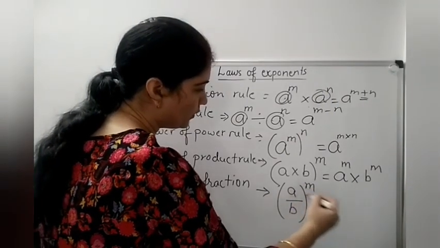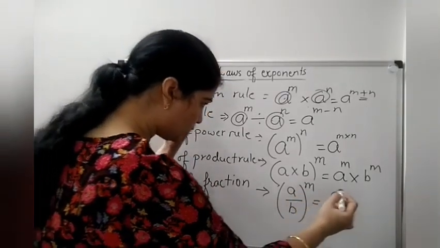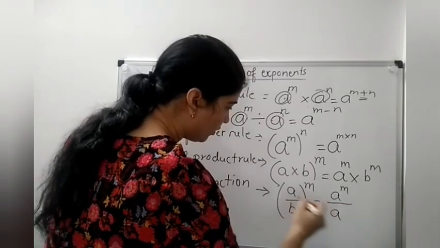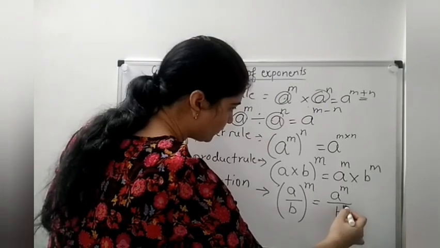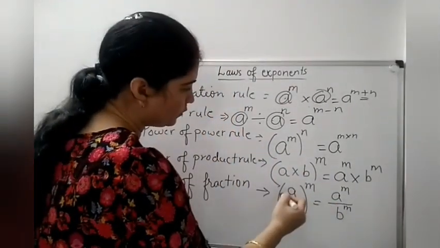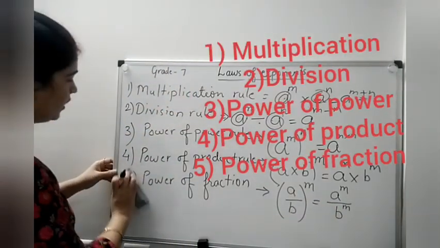When we open it, the rule says that if the exponent is written this way, we can also write it this way, meaning the exponent applies to both numbers, for the numerator and for the denominator. So we can write it this way or that way. Both are the same. These are the 5 rules. Now we will go ahead.